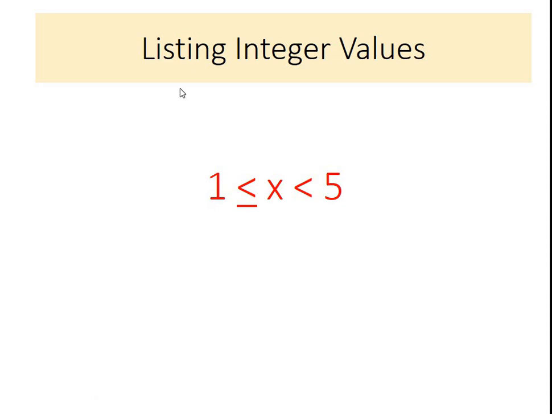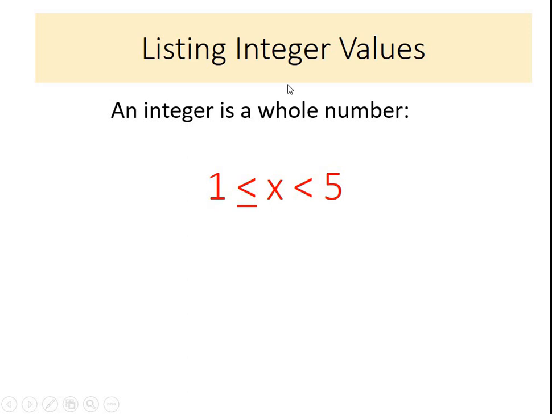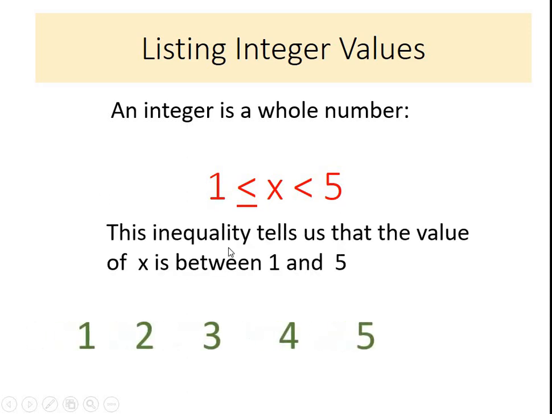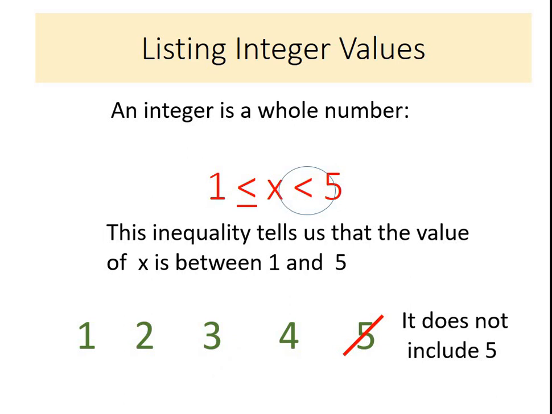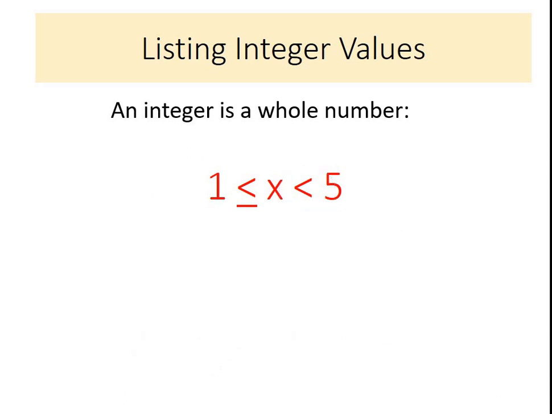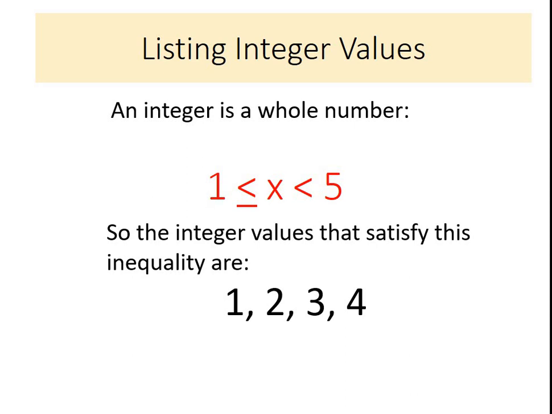Sometimes you are asked to list integer values. Now an integer is just a whole number. So all this means is x is somewhere between 1 and 5. So I'm going to write down the numbers between 1 and 5. And if there's no line, we don't want that one. So I remember this as the take me out, no liney, no likey. Boom, boom, get rid of it. So it doesn't include the 5. So my integer values are 1, 2, 3 and 4 because we want x to be anything between 1 and 5 but not including 5.